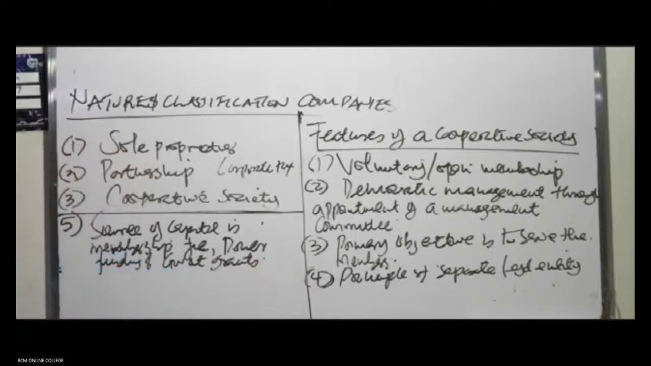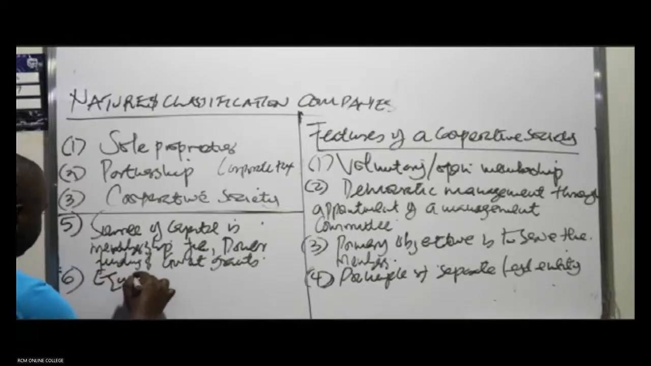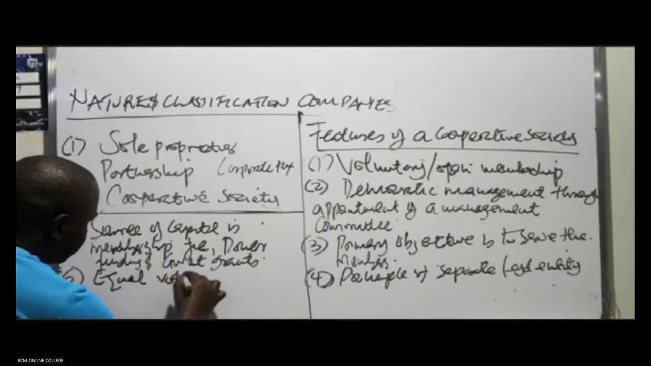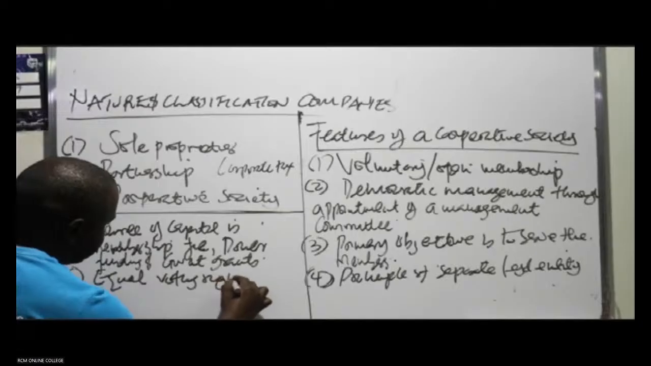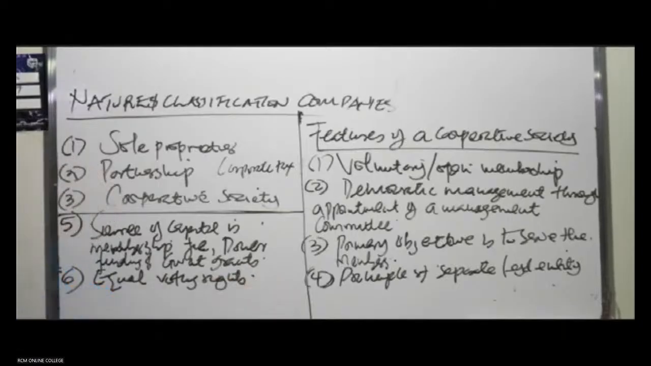So what else do we have? Equal voting rights, which is correct. One member, one vote. Equal voting rights.